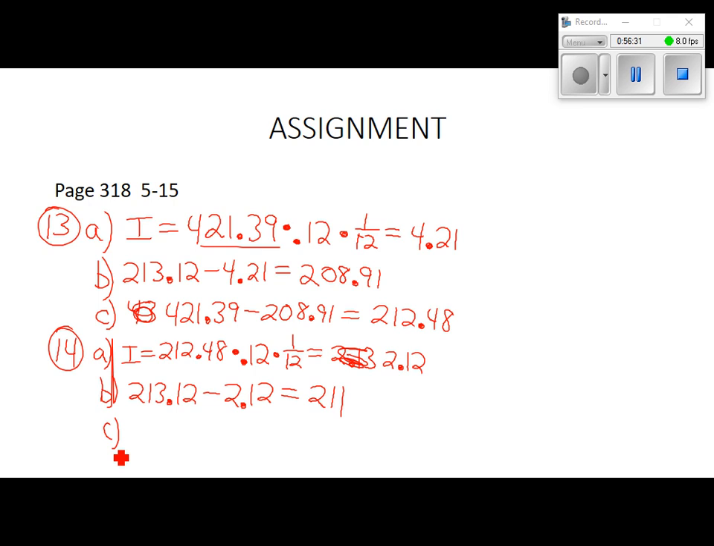What was our balance starting this month? 212.48, minus the 211 that we put towards it. What's our new balance? $1.48. So did they work it out to where we paid it off that last payment? No, but on 15 here we can have it. No, we still owe them $1.48, right?